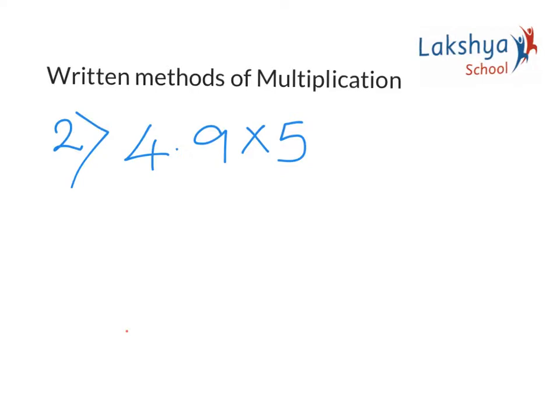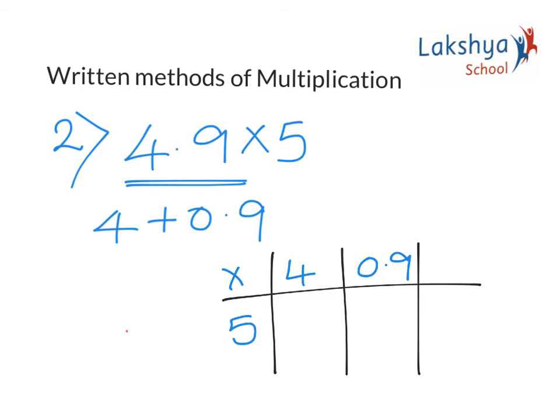Let's work out the decimal number multiplication. We need to split this number as 4 plus 0.9. Now let me write it in the grid. Now 5 fours will give me 20 and 5 nines are 45. We need to put a point after one digit from the right-hand side. So I get it as 4.5.